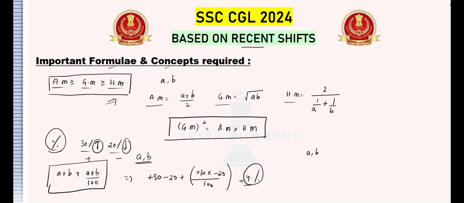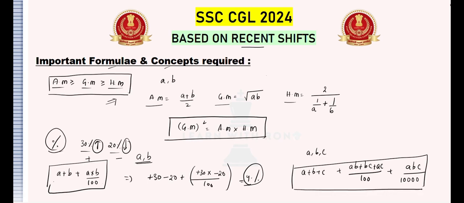For three variables a, b, c, the effective percentage formula is a plus b plus c plus (ab plus bc plus ac) divided by 100 plus abc by 10,000. Okay, for three variables you need to remember this formula, or you can do it by successive steps. First of all, do the effective percentage for a and b using this formula, and you will get an answer. With that answer you do the effective percentage for c. So you need to remember this complete formula.